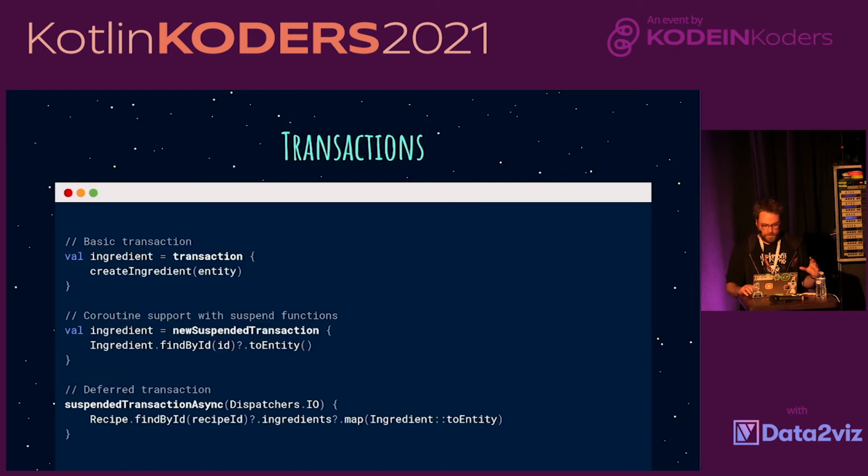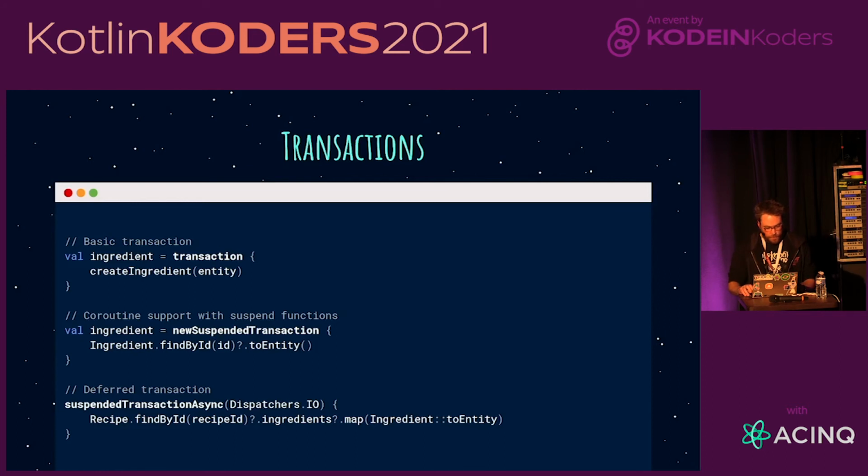Okay, so all these operations have to be done in a transaction. So you can go for a basic one: use the transaction lambda, and you can do your operations inside. You can have nice interoperability with coroutines, so you can create a new suspended transaction. That's nice for coroutines. And also you might go for a deferred transaction with the suspended transaction async, and you put the dispatcher you want.